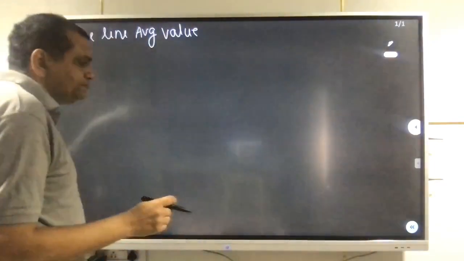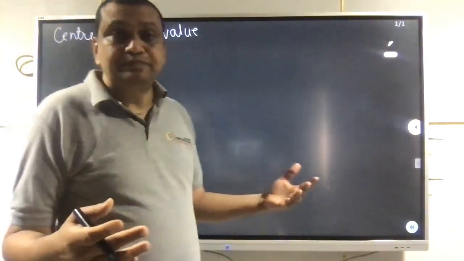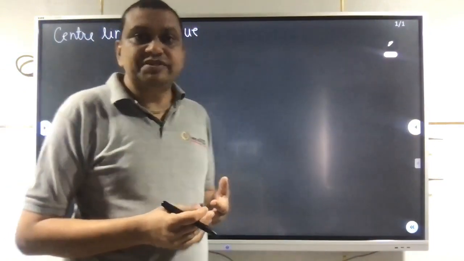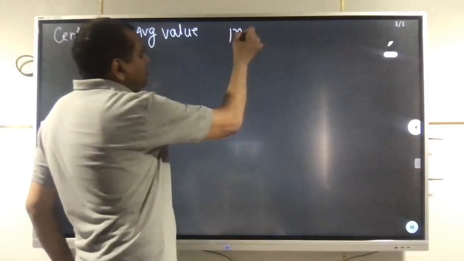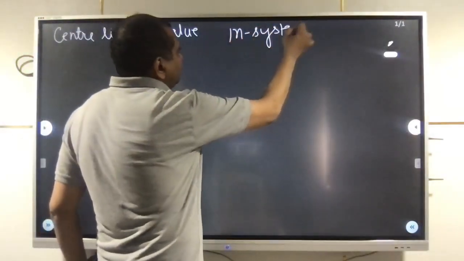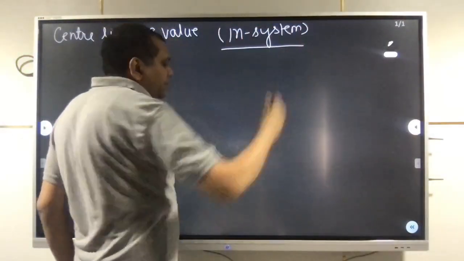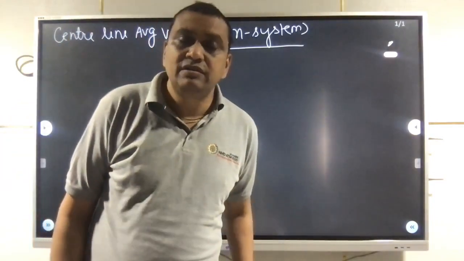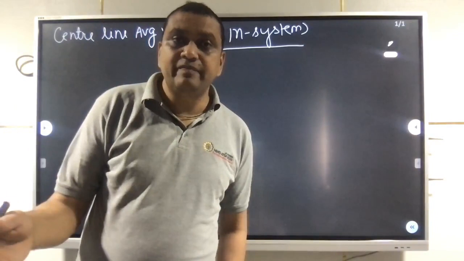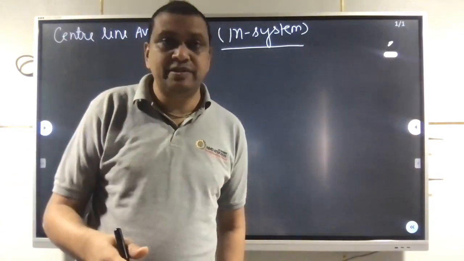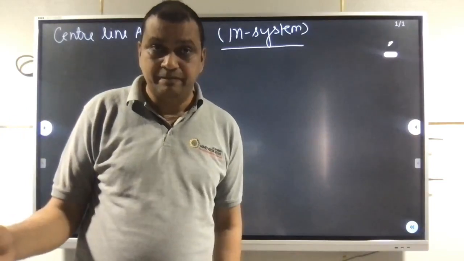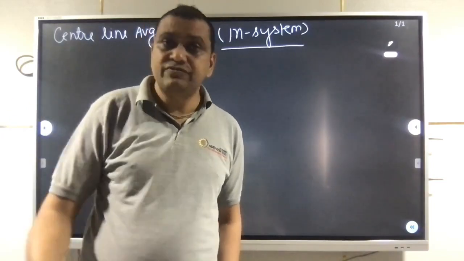So, there are two systems, and in India, we follow the M system, because when India got independence, Nehruji converted the British system to the Indian system, and the Britishers used to follow the M system. But Americans follow the E system.